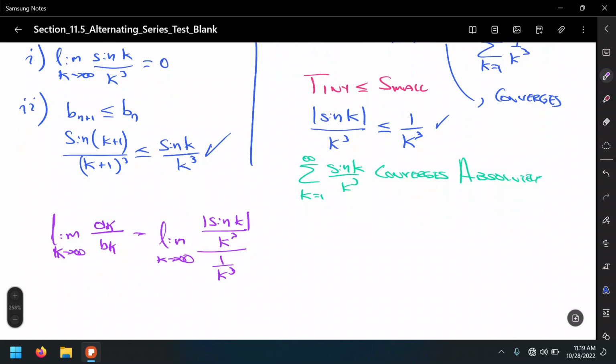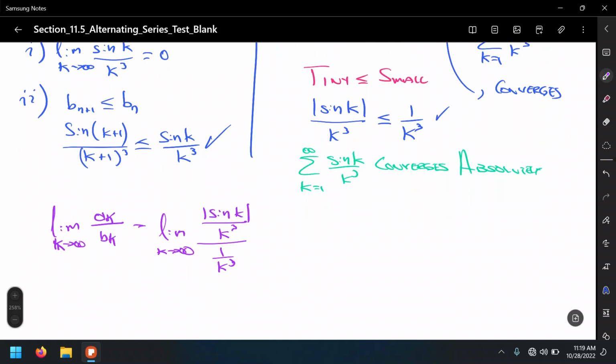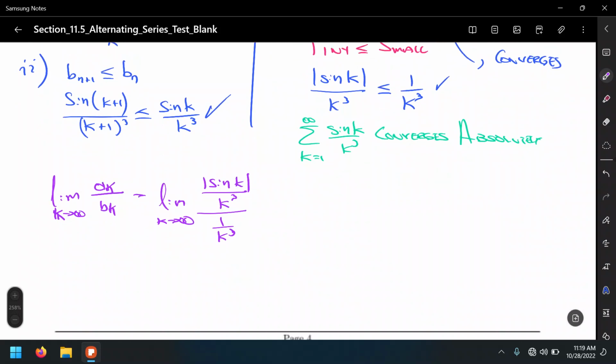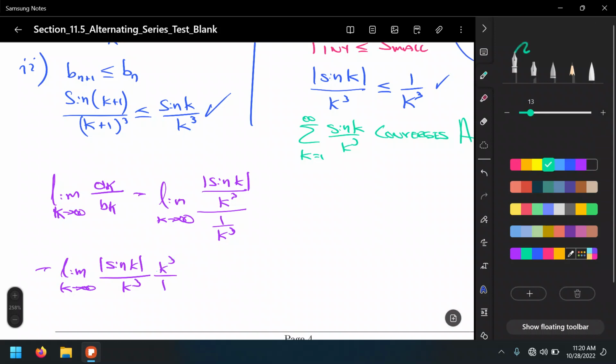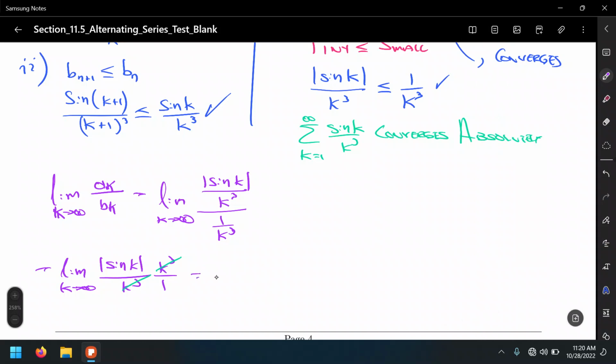Well, weird quotient, but again, dividing by a fraction is the same as multiplying by the reciprocal of the fraction. So this is the limit of the absolute value of sine k over k cubed over 1, as k approaches infinity. And well, we may go ahead and divide out the k cubes. That's going to leave us with the limit of the absolute value of sine of k, all right, as k approaches infinity.